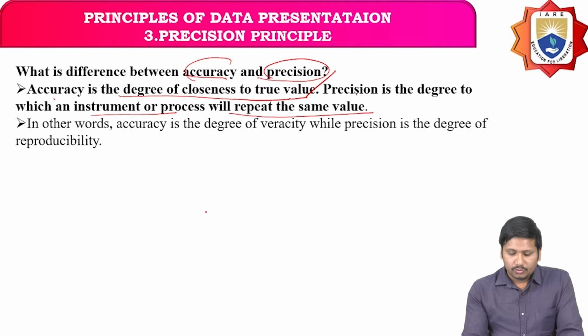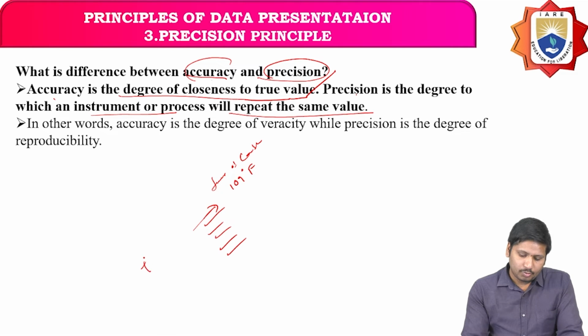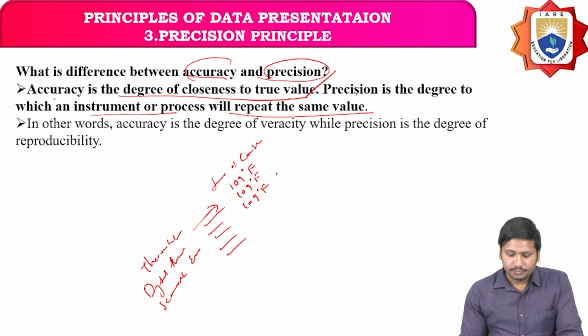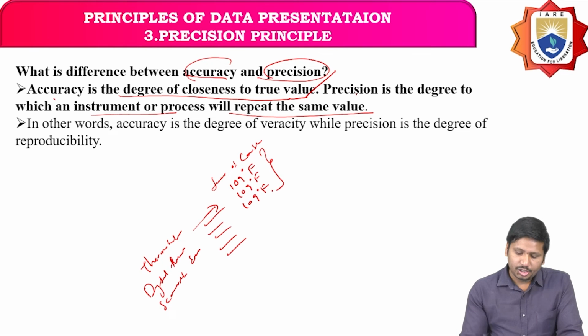Suppose we are doing some experiments. I'm going to find the fever of a person, as a COVID patient. Through one instrument, the thermometer, I'm going to get 109 degrees Fahrenheit, and through the digital thermometer, the same reading I'm going to get, and through the scan device, if I get the same reading, then that should be the precision.